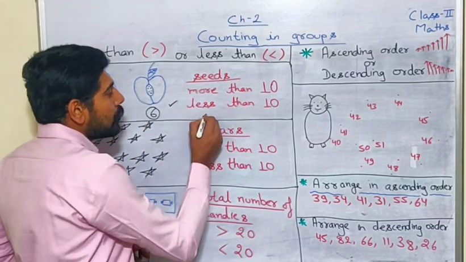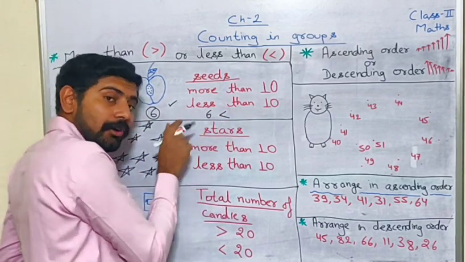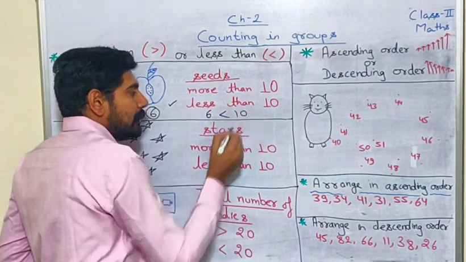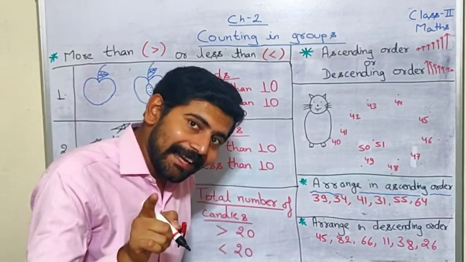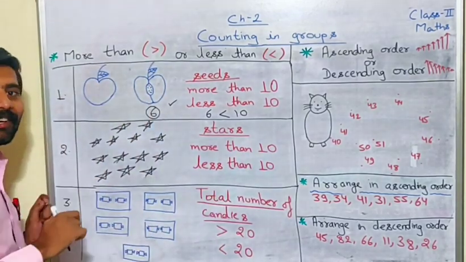We can also write 6 is less than. For less than we use this sign. Then 10. Easy, right? Okay, let's move to the second example.